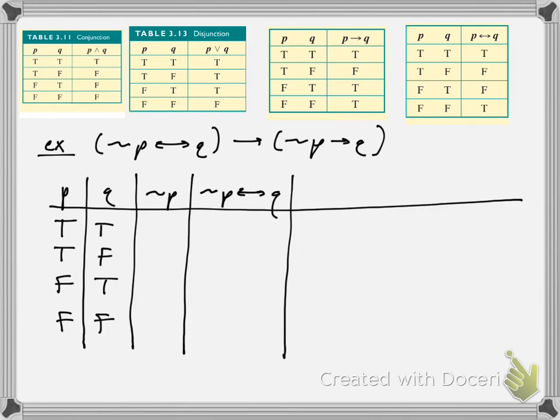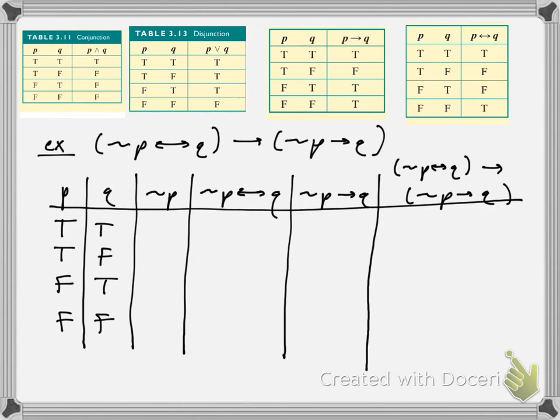Then the next one would be not P implies Q, or if not P, then Q. And the last one is going to be the whole kit and caboodle: not P if and only if Q. So we're just slowly working our way up. Not P just means change the truth values of the P. So this would be false, false, true, and true.